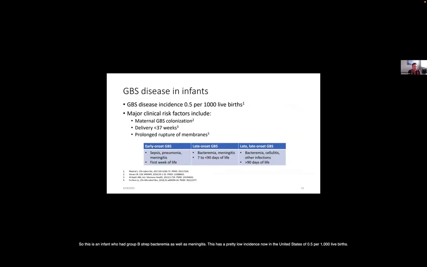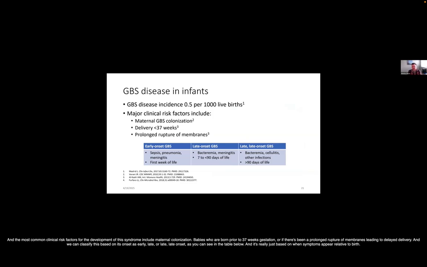So this is an infant who had group B strep bacteremia as well as meningitis. This has a pretty low incidence now in the United States of 0.5 per 1,000 live births. And the most common clinical risk factors for the development of this syndrome include maternal colonization, babies who are born prior to 37 weeks gestation, or if there's been a prolonged rupture of membranes leading to delayed delivery. And we can classify this based on its onset as early or late onset, as you can see in the table below. And it's really just based on when symptoms appear relative to birth.